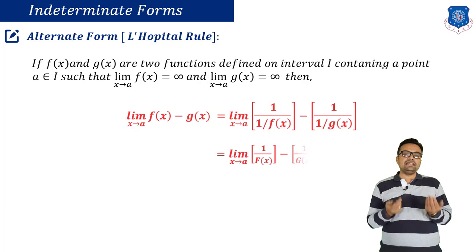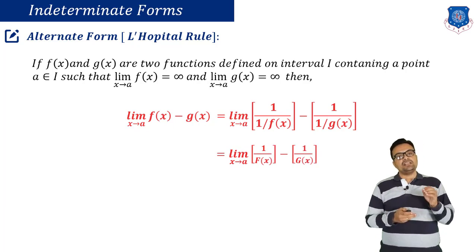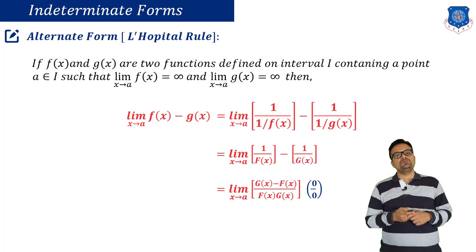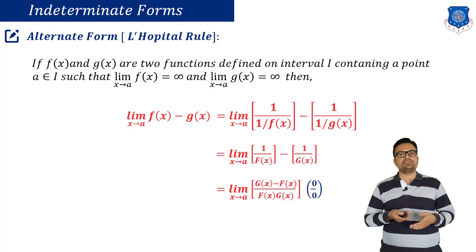I'm giving new notation to this 1 upon f of x as capital F of x and 1 upon g of x as capital G of x. And then if I take the LCM of these two, ultimately it will result into 0 by 0. The reason is capital F of x is 1 upon f, and f is infinity at x tending to a. So at x tending to a, capital F is 1 upon infinity, and so it is 0.